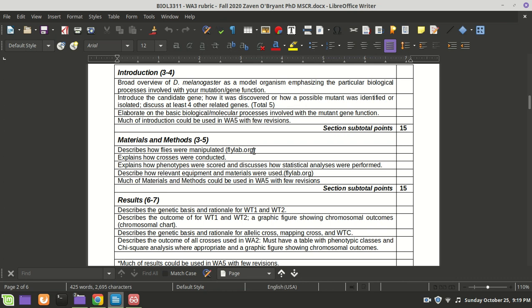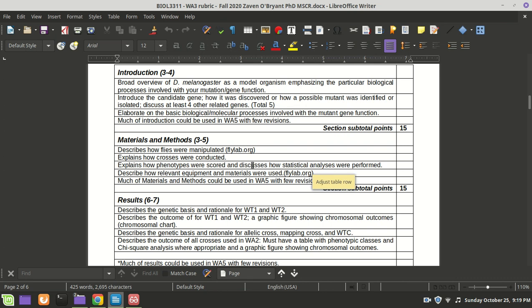What you crossed. Explain, and that's exactly what we're saying here. Explain how the crosses were conducted. All right. So you need to talk about the website, the software, how you actually did your crosses. Explain how the phenotypes were scored and discuss how the statistical analysis were performed. In other words, what did we do?